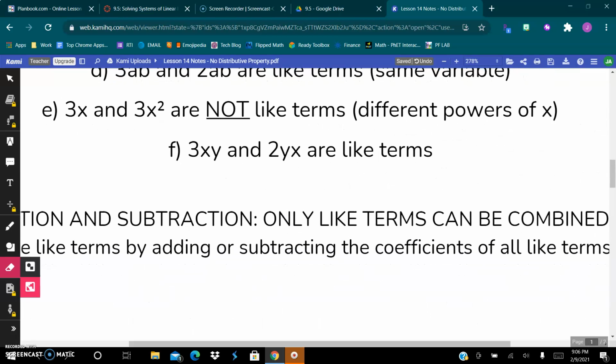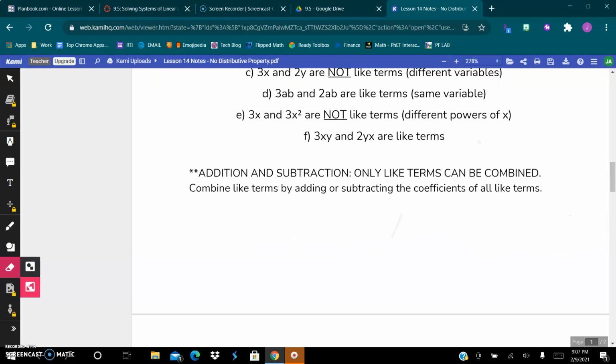And then F, we have 3xy and 2yx. Those are like terms as well because it's being multiplied, and we can multiply in any order. 3 times 5 is the same thing as 5 times 3. So x times y and y times x, they are the exact same thing as well. So I could combine these.